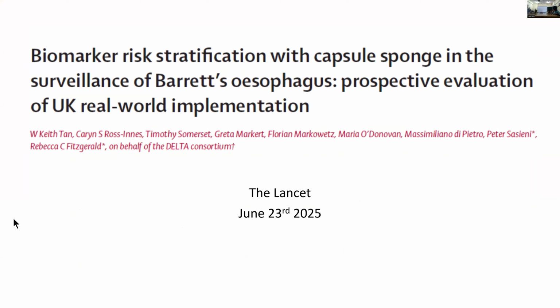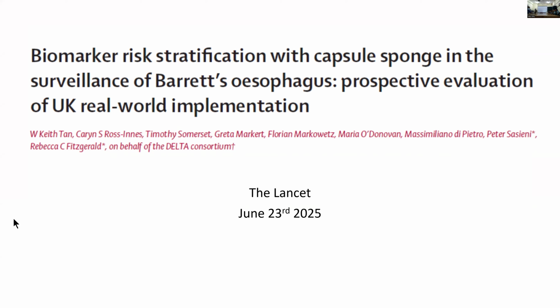So to answer this question, we'll be looking at this study. This is a cohort study done in the UK, which is evaluating a new capsule-based endoscopy test. This capsule-based endoscopy test also identifies a few biomarkers within the cells. And overall, it gives a prediction as to whether the patients are at a low risk or at a high risk of progression. And this is a prospective evaluation of a real-world implementation of the test.